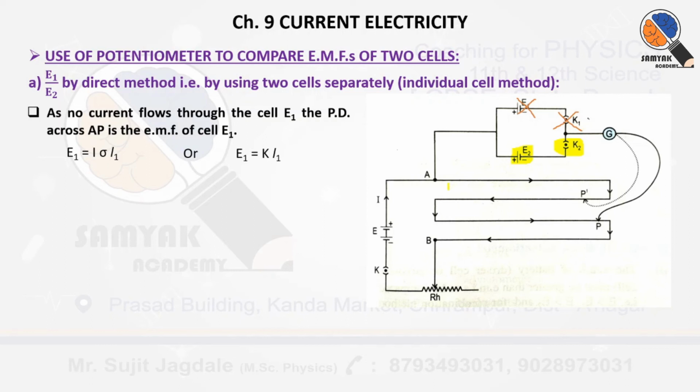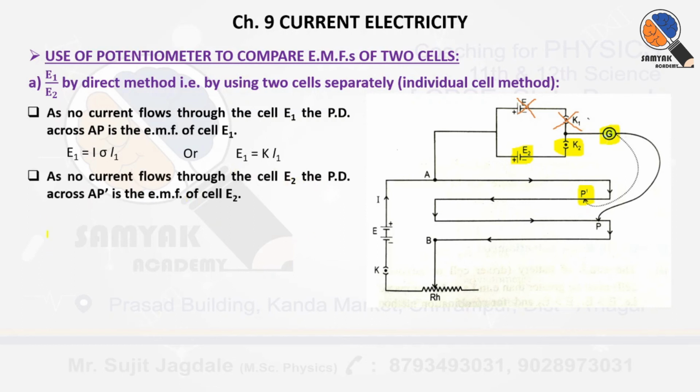That means I am going to touch the jockey on the different points of the wire AB, and by touching the jockey on the different points, I am going to obtain the second null point P dash. Now we had used P, so we are going to use P dash. Now here this AP dash will be the balancing length of the cell E2, and again at this point P dash, that means for this segment AP dash, the galvanometer shows zero deflection. That means as no current is flowing through the cell E2, the potential difference across AP dash is nothing but the EMF of the cell E2.